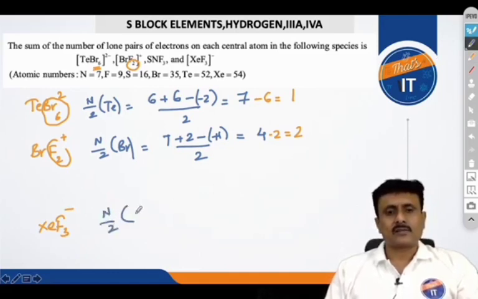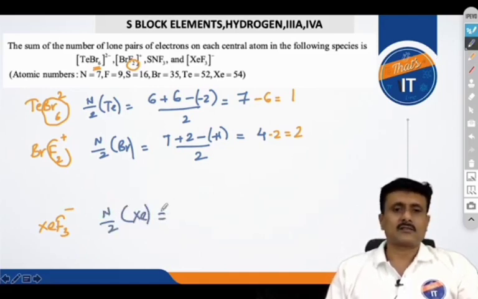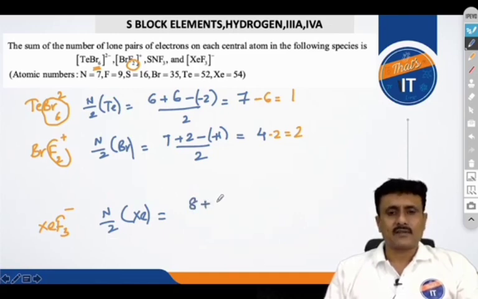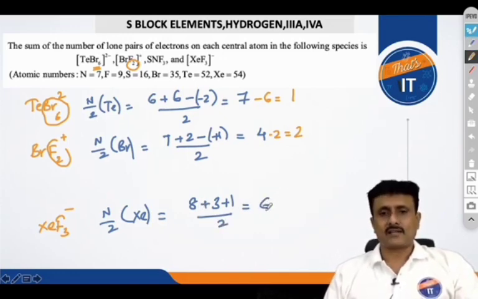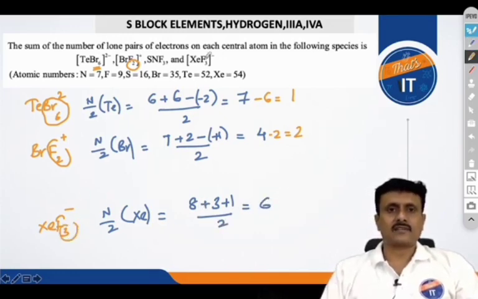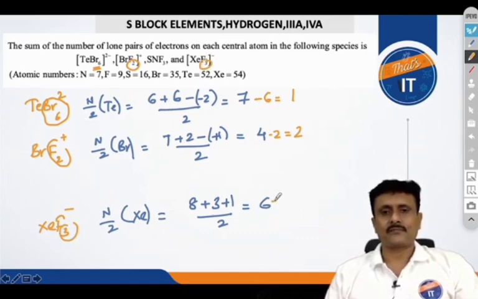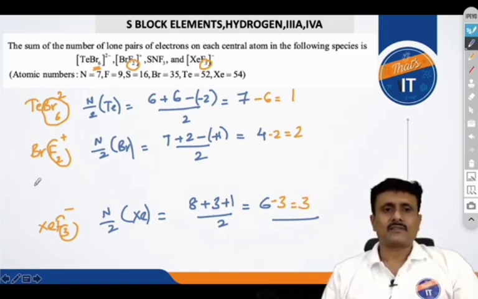So you can take n/2 of the xenon. Valence electrons of xenon are 8th group, plus halogens are 3, plus the negative charge, plus 1, divided by 2. So this is turning out to be 12/2, that is 6, minus 3 atoms attached. You can see 3 atoms are attached over here. So 3 lone pairs are obtained, and finally when you want to sum it up, you can see that you have got one more substance left whose structure needs to be known, right?